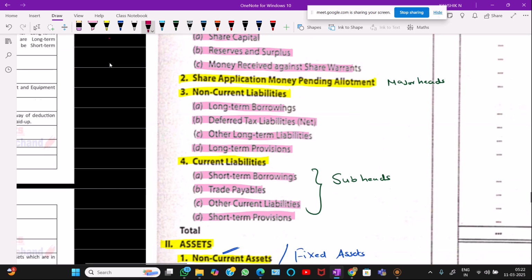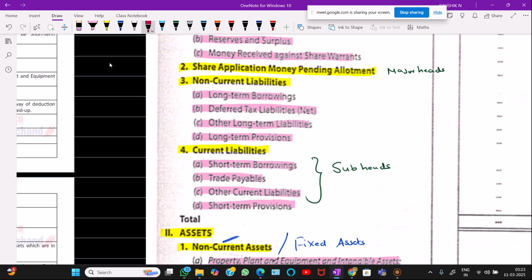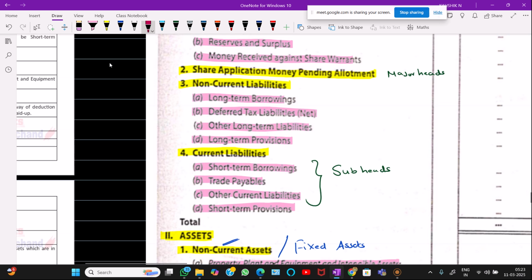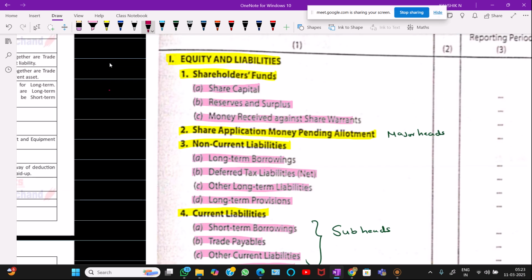Or if it belongs to the current liabilities, then you have to ensure whether it belongs to short-term borrowings, or trade payables, or other current liabilities, or short-term provisions. Or if it falls under shareholder funds, then whether it's share capital or reserves and surplus. Money received against share warrants, please remember, is not a subhead. It is an item that falls under the category of shareholder funds.